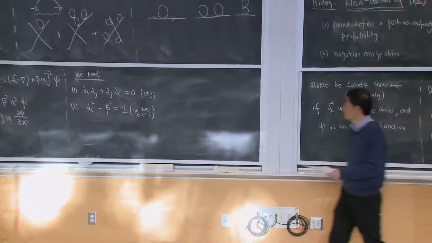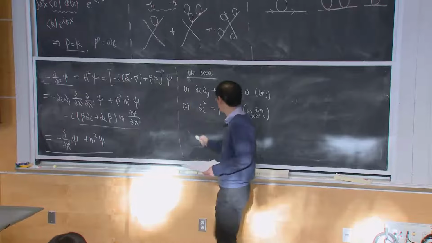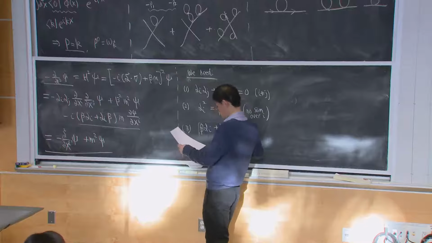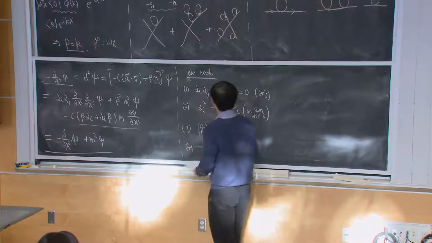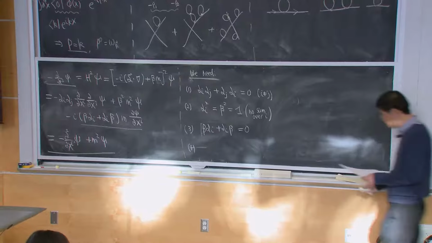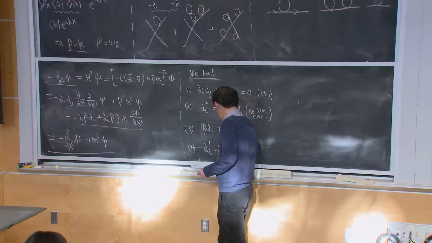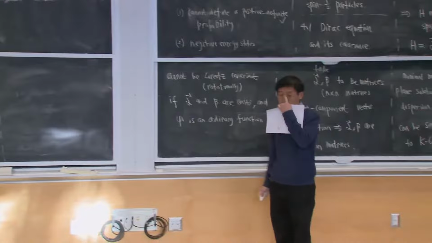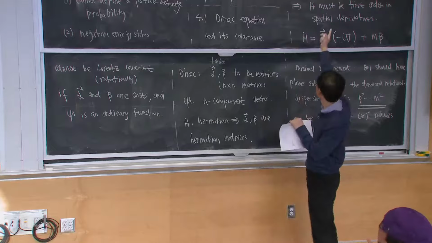And then now we want this linear term to be 0. Then you want beta alpha_i plus alpha_i beta to be 0. Okay? And also, just let me put it together. We said the alpha and beta must be Hermitian. So that means that alpha_i dagger equals alpha_i, and beta dagger equals beta. Okay. So if we satisfy all these four conditions, then we will guarantee that equation star should have the plane wave solution.